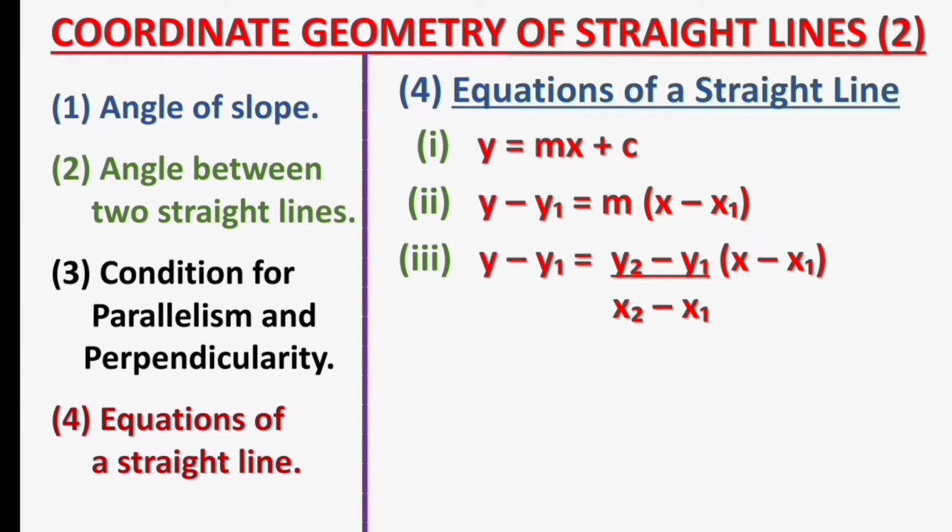The first equation of the straight line is y is equal to mx plus c. The second equation of a straight line is y minus y1 is equal to m into x minus x1. The third equation of a straight line is y minus y1 is equal to y2 minus y1 divided by x2 minus x1 into x minus x1.